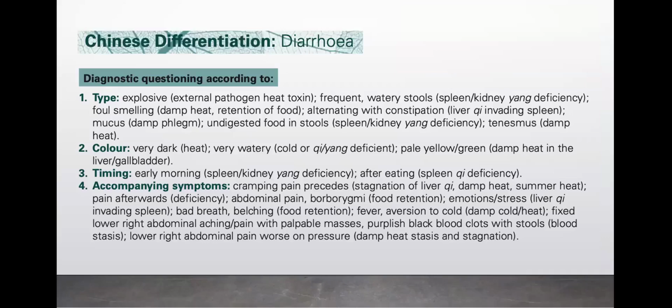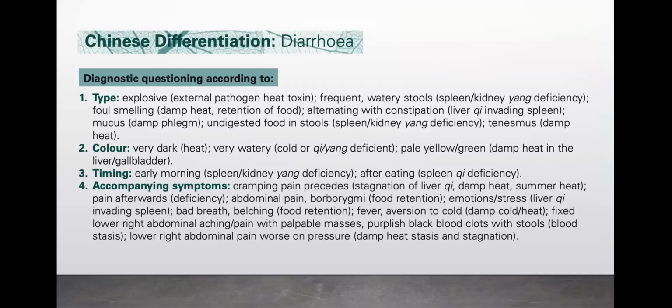If there's abdominal pain or borborygmy, then there is food retention. If there are emotions and stress after diarrhea, then it's liver qi invading spleen. If there's bad breath and belching, then there is food retention. If there's fever, aversion to cold, then there's damp, cold, heat.